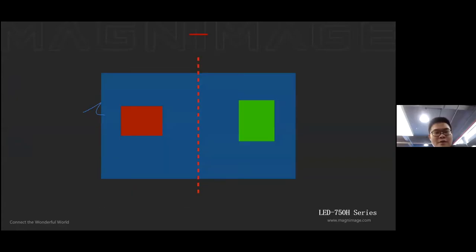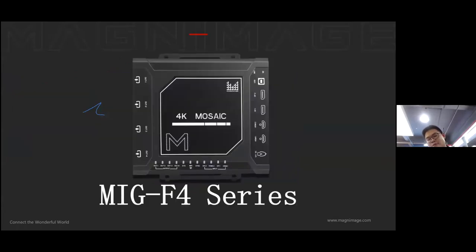See here, we can have four layers. For example, your screen is 4K by 1K in total. And you can have two layers on each panel, one layer here, one here, totally four layers. And next, I'm going to introduce our small mosaic box.